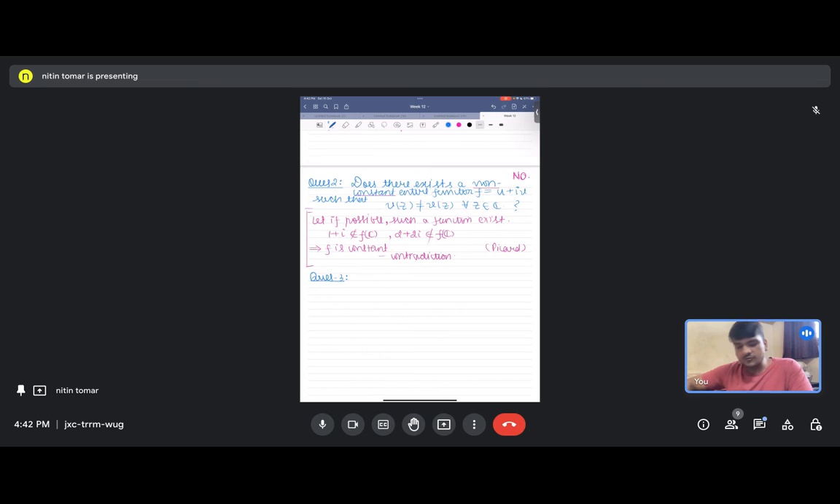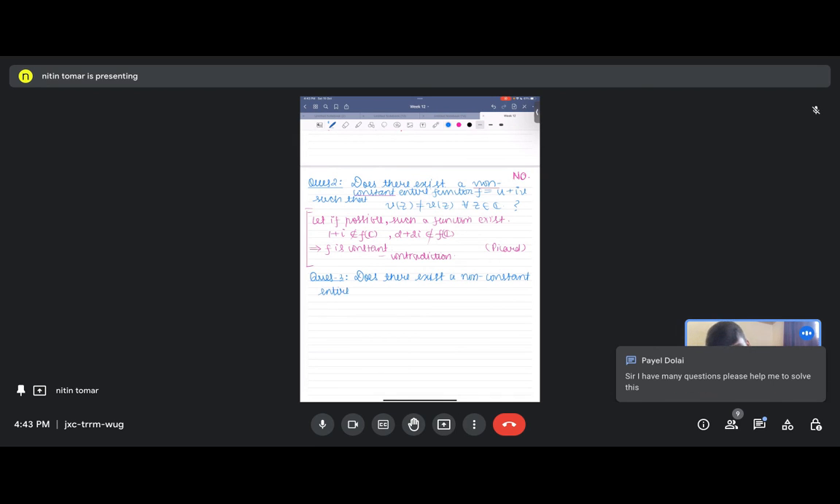Now again, is this question clear? Yes, sir. Now I'm going to ask another question. This is again from the assignment. Does there exist a non-constant entire function? Sir, I have many questions, please help me to solve this. Okay, this is the last question of today anyway, so let me just finish this, then I'll come to your doubts. Is this fine?